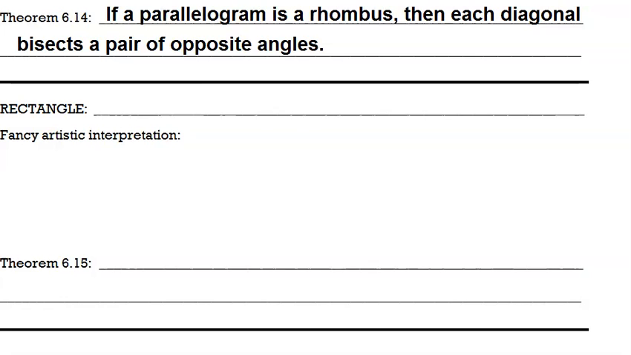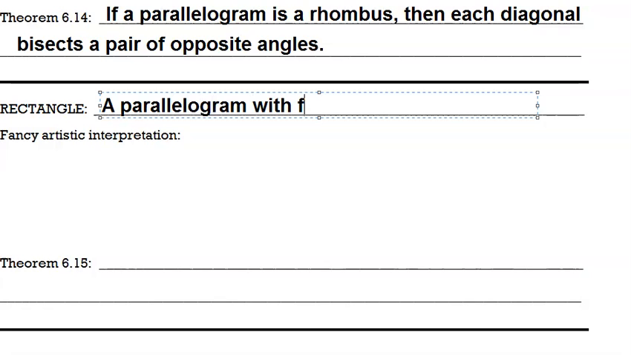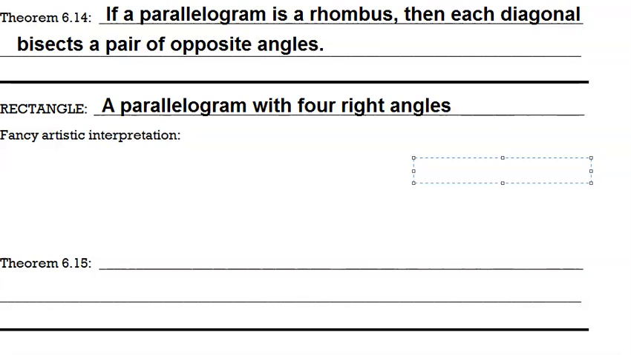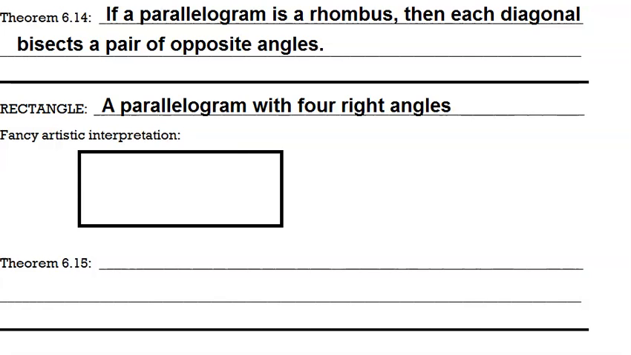And the rectangle you've seen forever. This one is not really new. Instead of having 4 congruent sides, a rectangle is guaranteed to have 4 right angles. Now, the standard drawing of a rectangle, pretty much just like that.